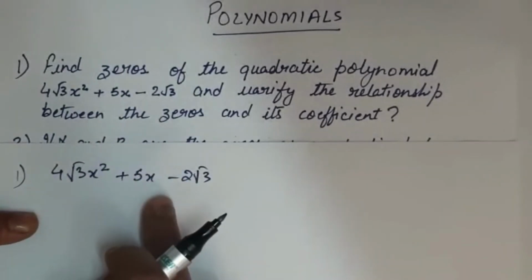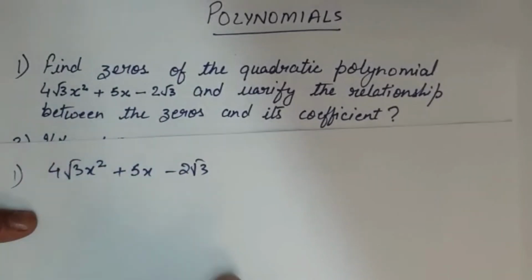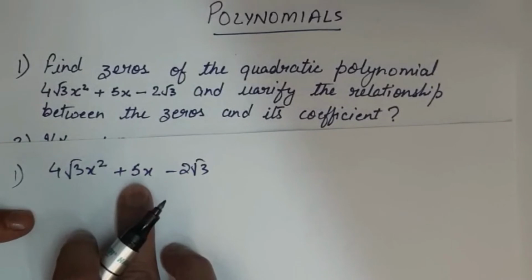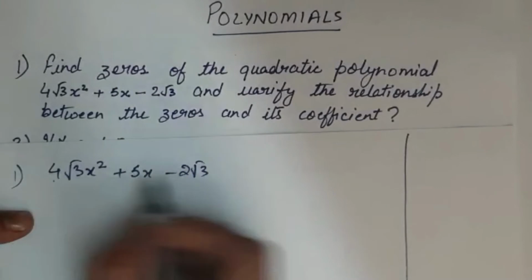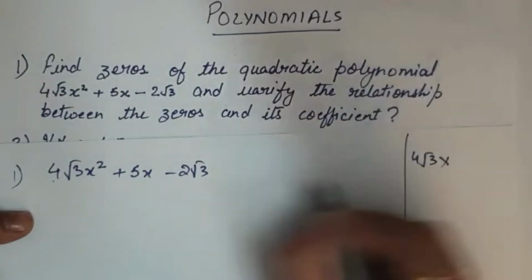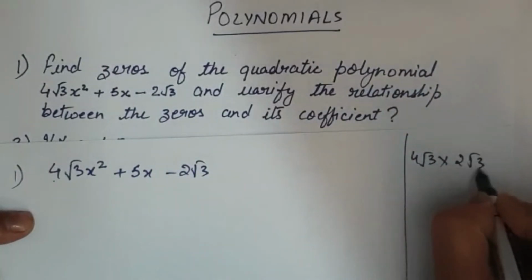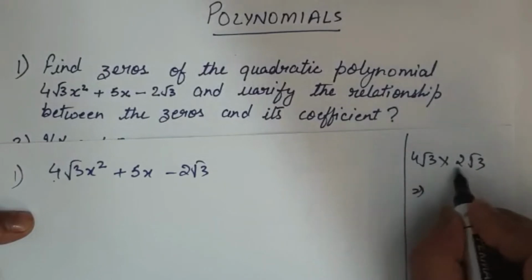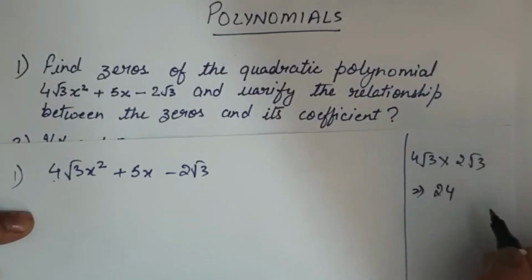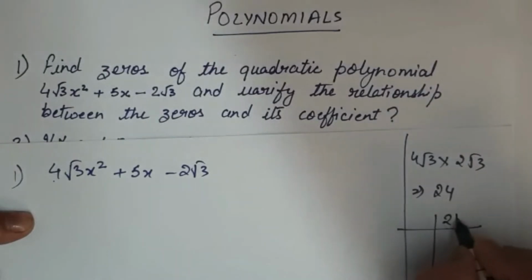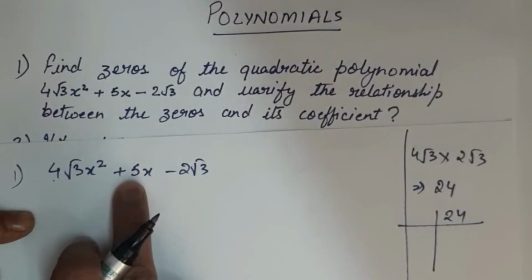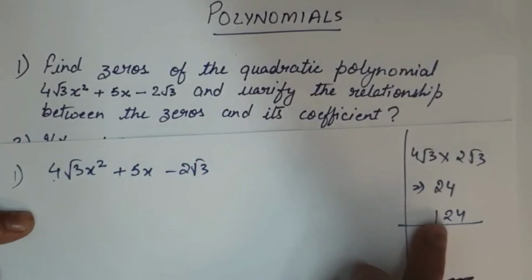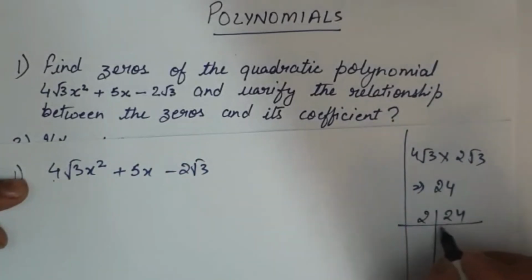You people are in 10th standard, so I know you must know how to split the middle term. This is done this way only. It is 4√3 multiplied by 2√3, so the product comes out to be 24. We have to split the middle term in such a way that the sum or difference comes out to be 5 and the multiplication comes out to be 24. So I'll do this: 2, 2, 6, 2, 3.